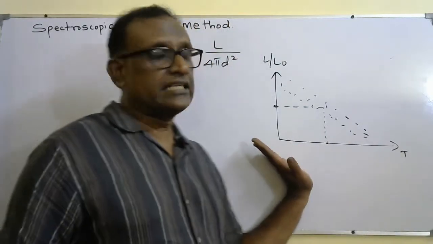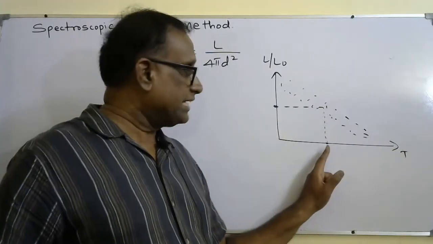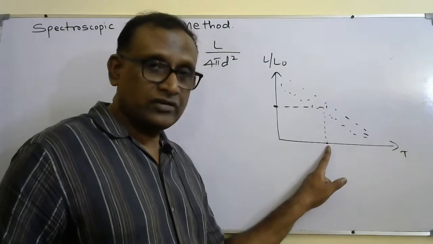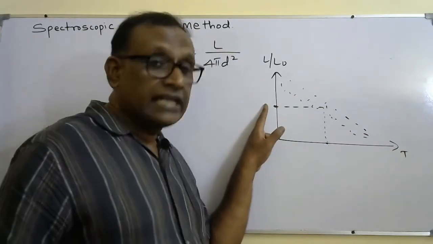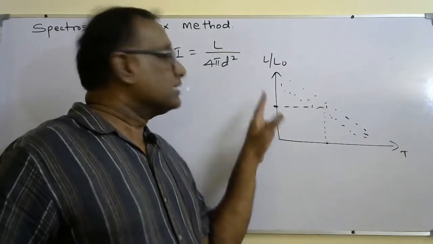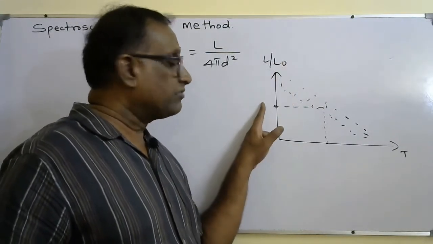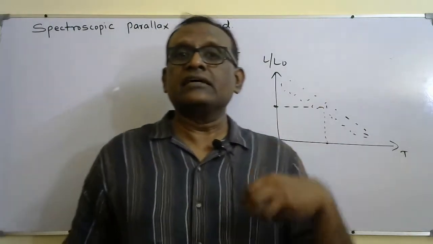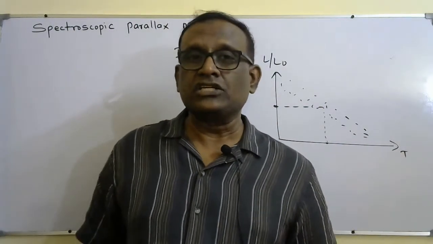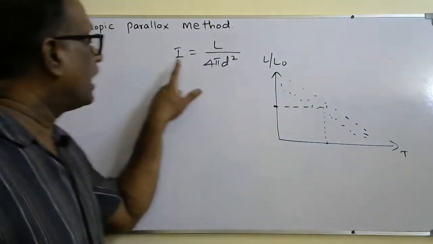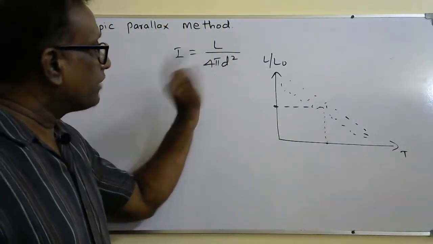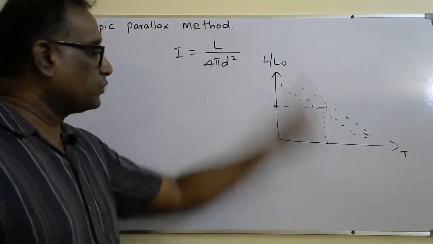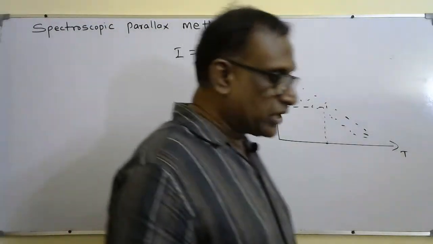Use the HR diagram, assume the star is in the main sequence. By using the temperature we found, find the relative luminosity of the star. Since we know the luminosity of the sun, we can find the luminosity of the star. Also measure the radiation flux or the intensity of the radiation from the star. We know the I, we know the L, so find the d by using this equation. This method also has a limitation.